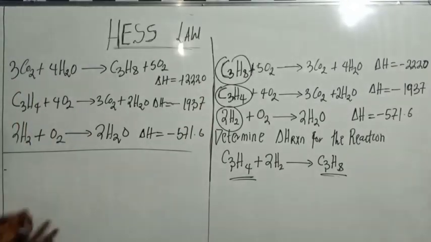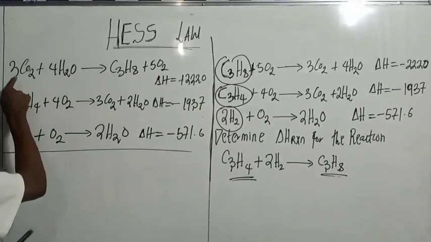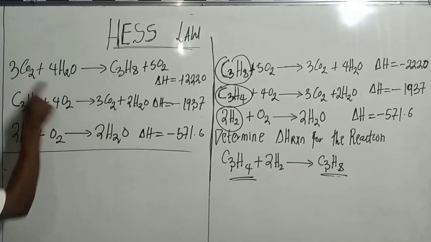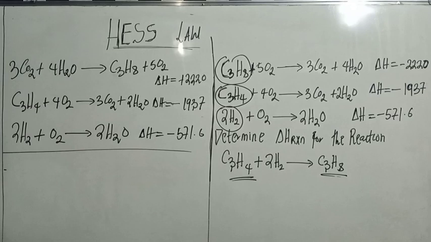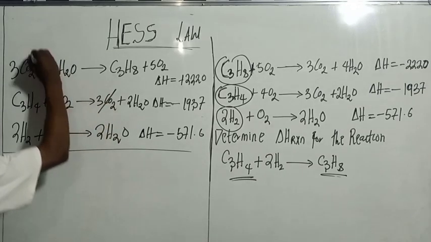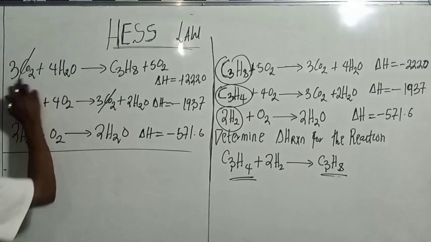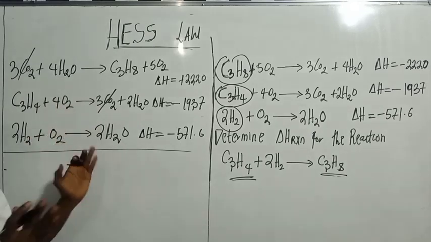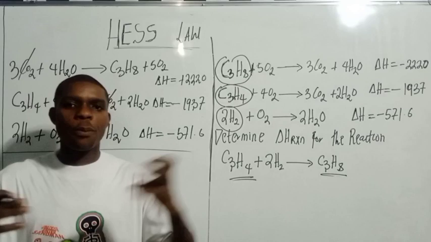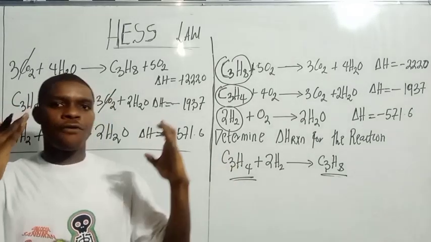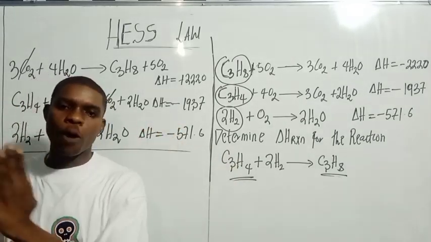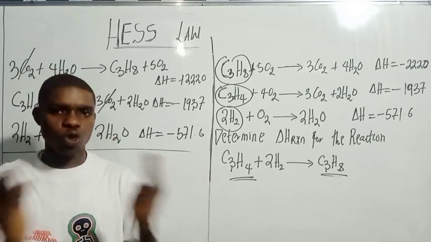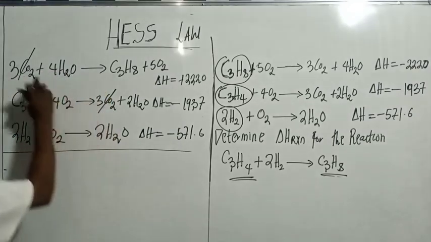Now let's combine them together. Here we have CO2, carbon dioxide, and here we have carbon dioxide. They are on the opposite sides and have the same mole, so this one will cancel out this one here. When one species occurs multiple times, figure out if they're on the same side or on the opposite side. If they're on the same side, you add them together. If they're on the opposite side, you subtract them. Do you get that? So this one will cancel out this one here.